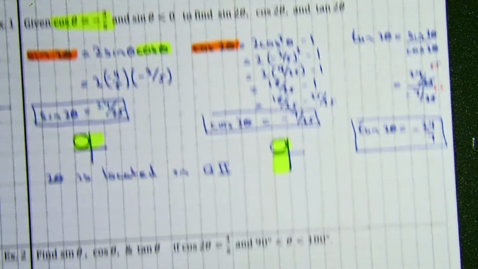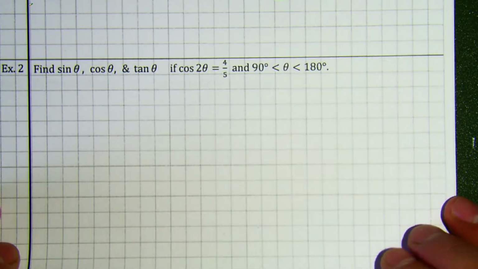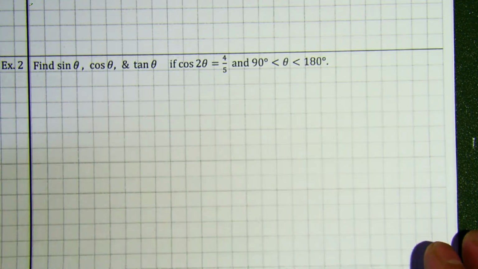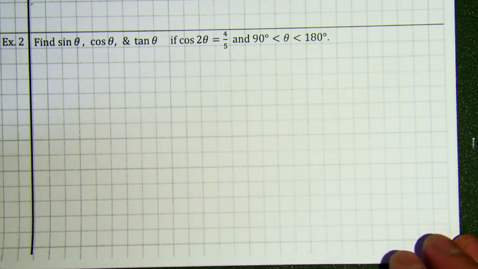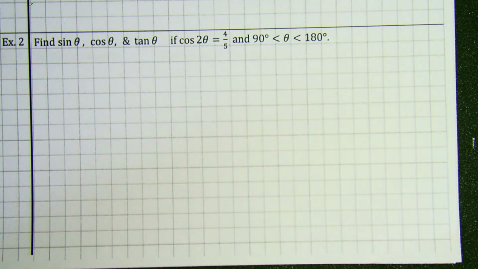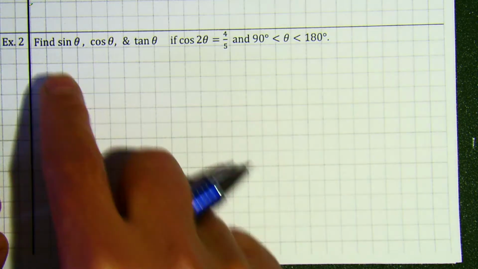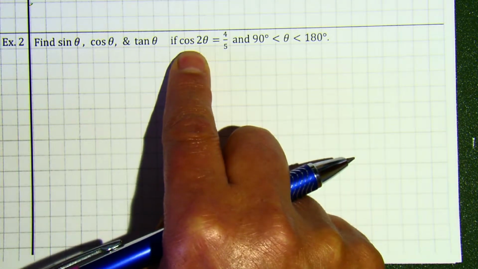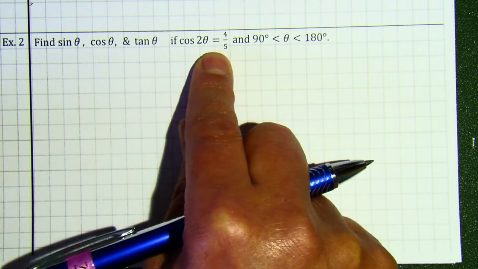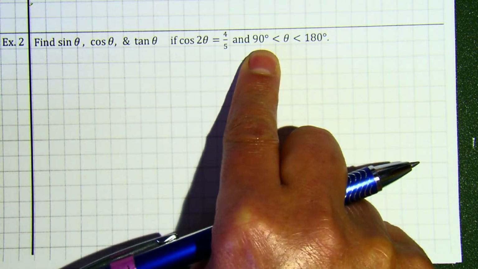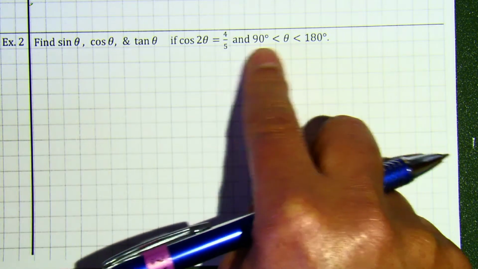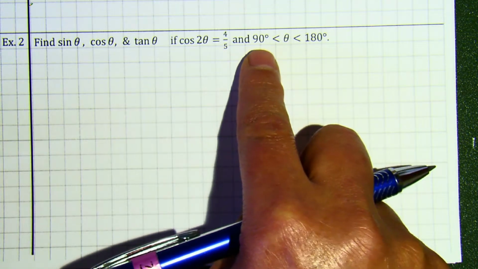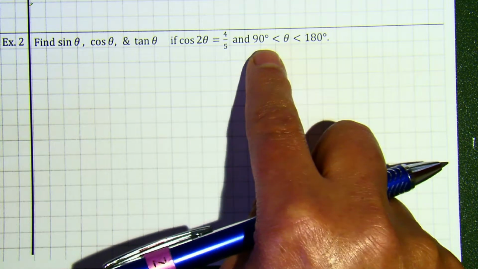Example number 2. Go ahead and copy it down, pause it, and we'll start once you are ready. So we need to find the sine, the cosine, and the tangent. And it's telling us that the cosine of 2 theta is equal to 4 over 5. And theta is between 90 and 180. So we don't know where 2 theta is located, but we know the angle itself is on the second quadrant.